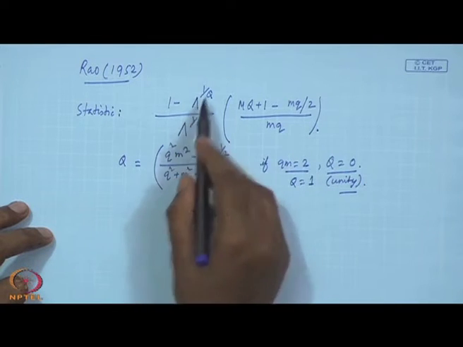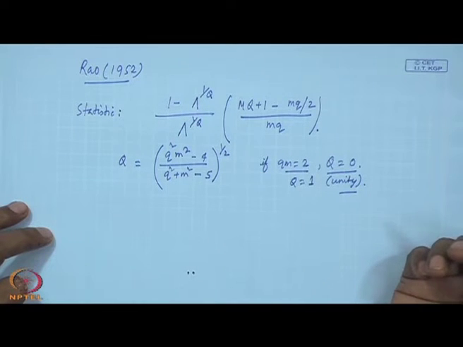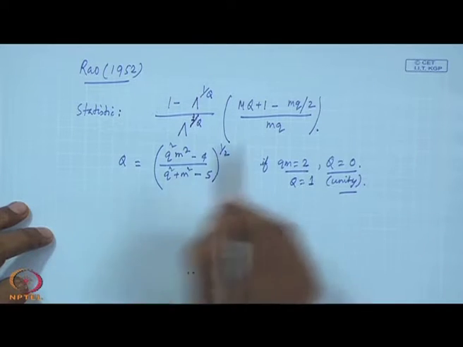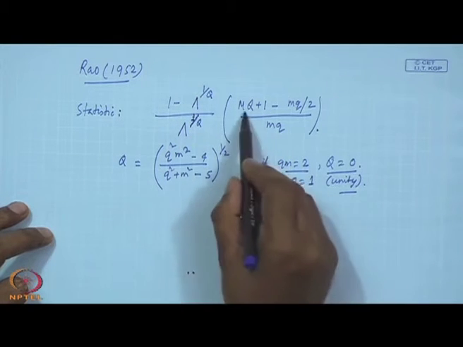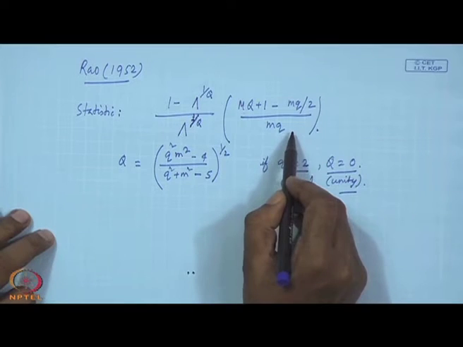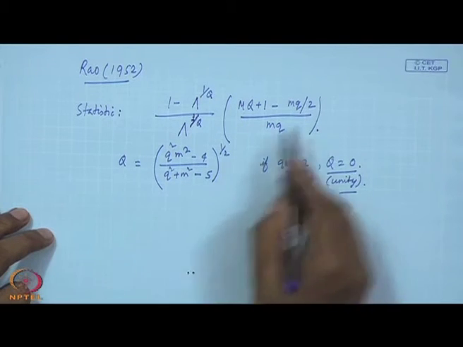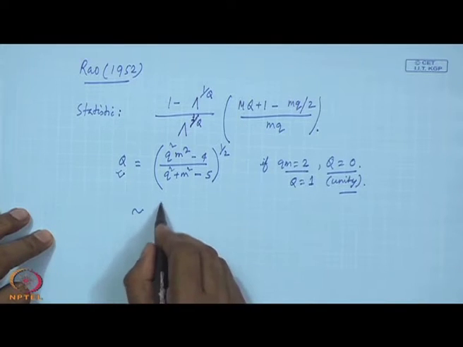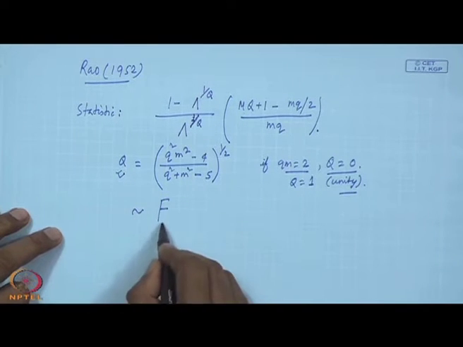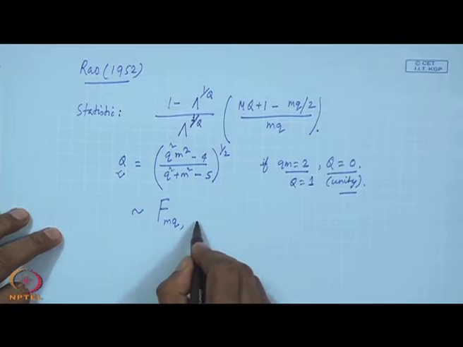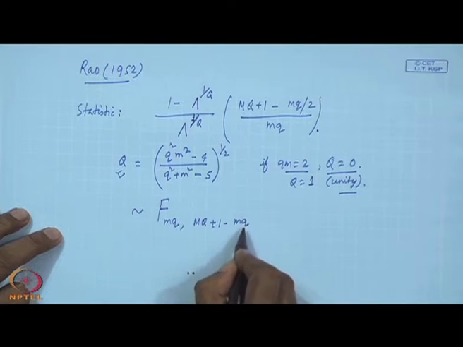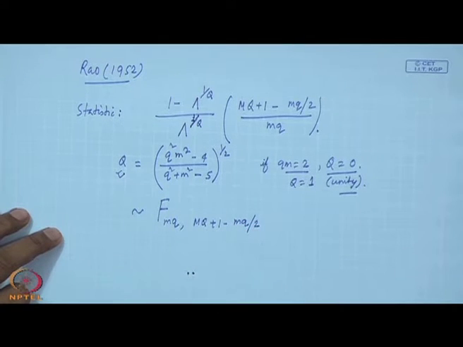So, 1 minus lambda to the power 1 by q, divided by lambda to the power 1 by q. Okay. This is not y, this is 1 by q, into mq plus 1 minus mq by 2 by mq. This quantity q will be computed like this. This follows an F distribution with mq and capital M capital Q plus 1 minus mq by 2 degrees of freedom.